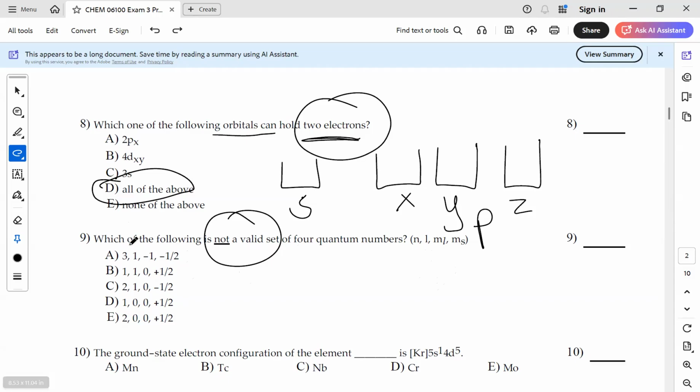I don't see any n's that are less than 1, so we'll move on to our l column here. So the rule is that the l goes up to n minus 1. So when I get to B, I find a violation, right? Because if my n equals 1, that means that my l can only equal 0, right? And that means that in period 1, we only have an s orbital, and that makes sense. All right, so 9 was B. Let's take a look at 10 here.